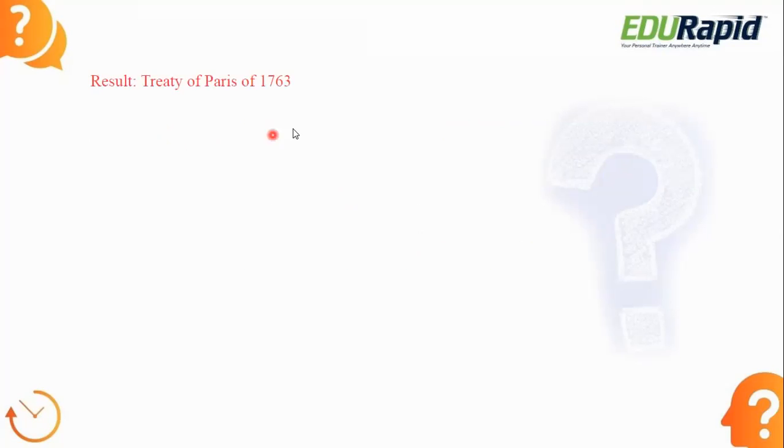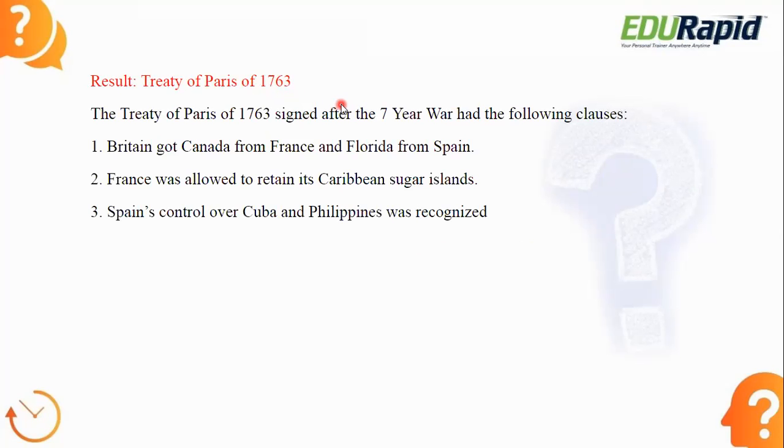Then how did the war end? This war ended with the Treaty of Paris in 1763. That is the result of the 7-year global war. This Treaty of Paris had a lot of clauses. Three main clauses are there.